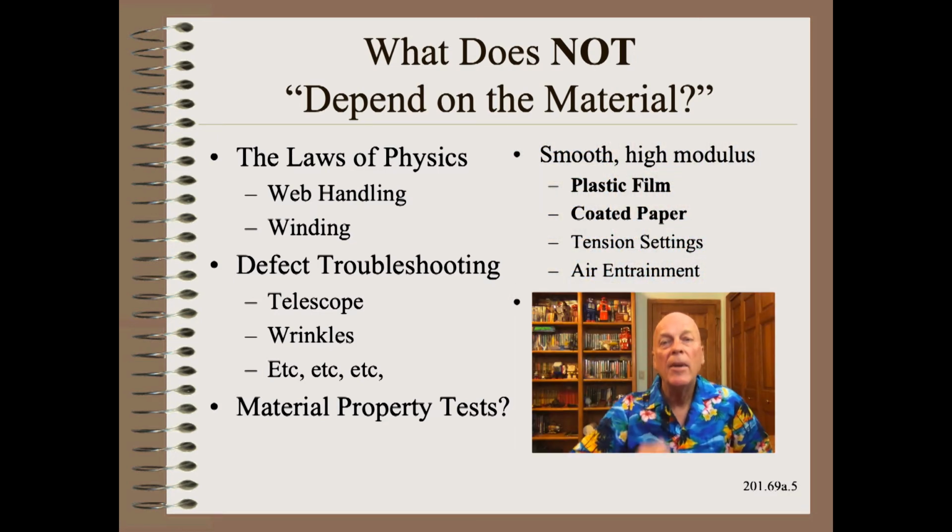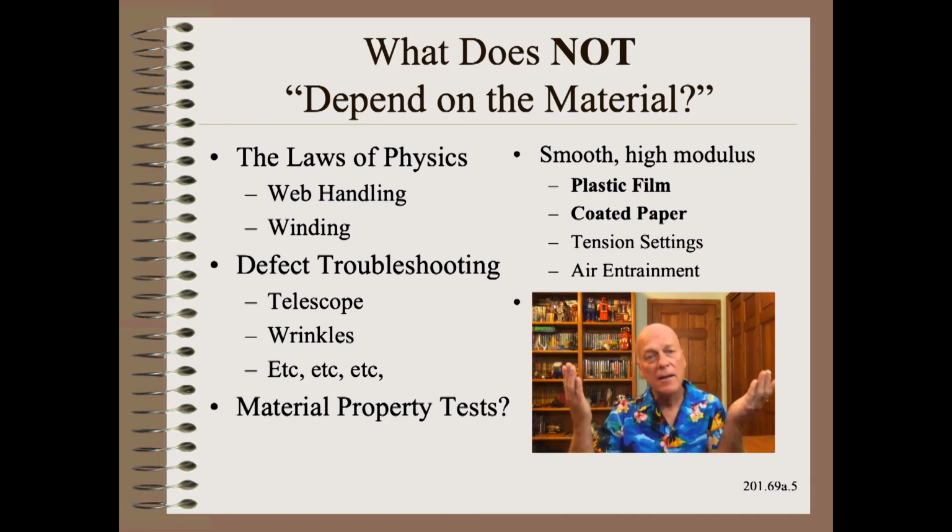Once we learn web handling, we would then know it is not the material that matters, rather it is the material properties that matter. For example, because plastic film and coated paper both have similar moduli and strength, we would know that drive control strategies and tension settings would be similar. Because film and coated paper are smooth, we can expect that we might need to groove rollers and wind with a nip at higher speeds as a consequence, regardless of whether the material is paper or film.